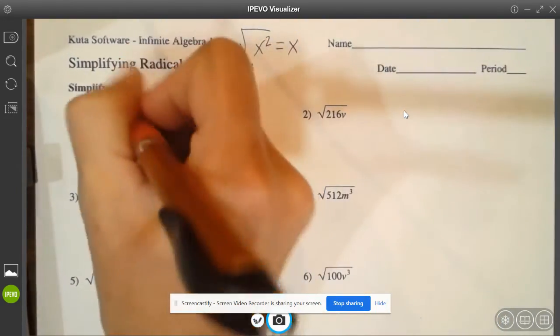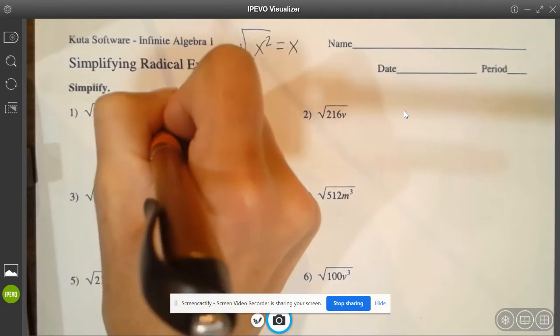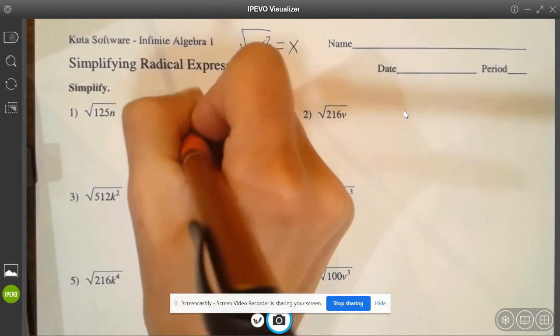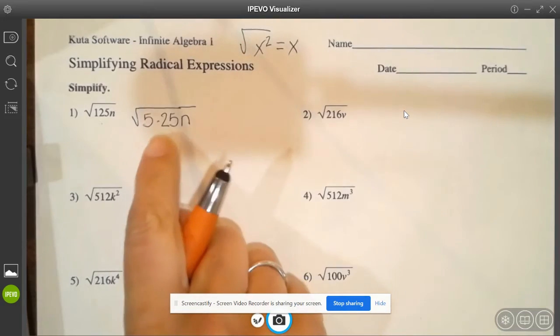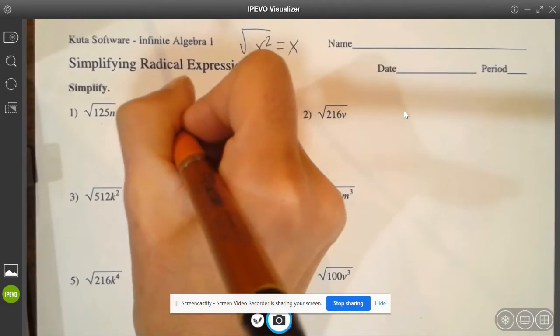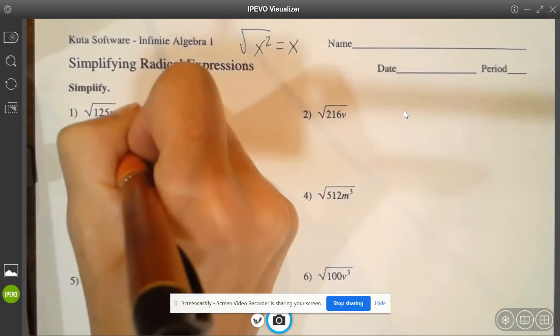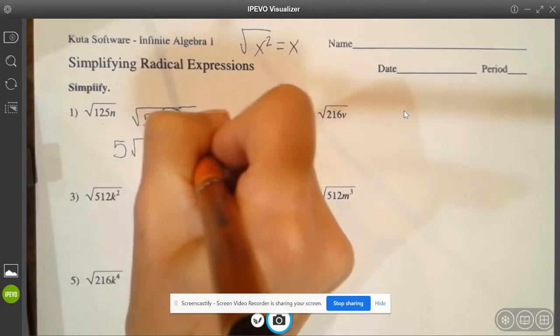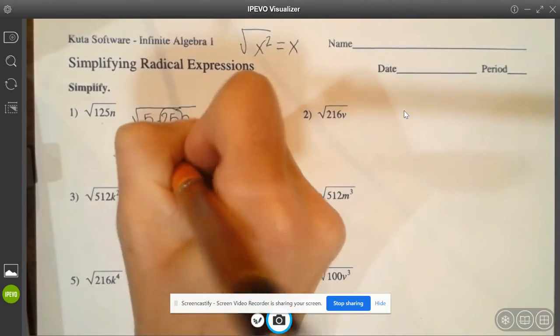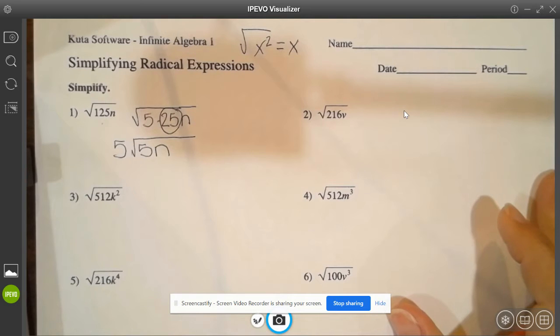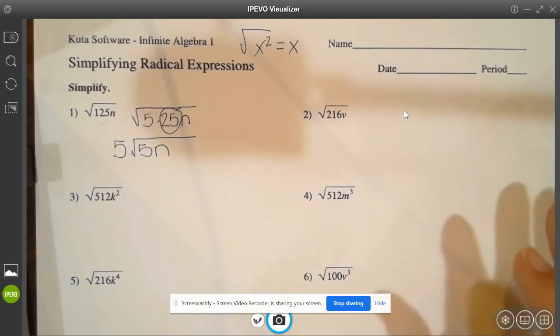So 5 times 25, right? 5 times 25. And then we have an n here. So we can only take the square root of this one, right? So we take a 5 out, and then we are left with 5n inside. And that's the answer right there. Okay. All right, what else did we say?